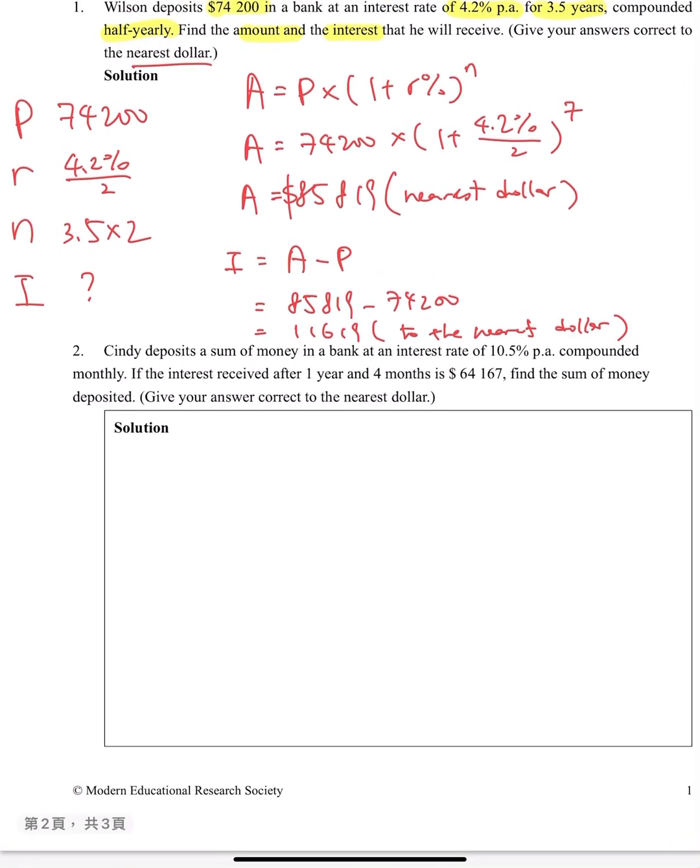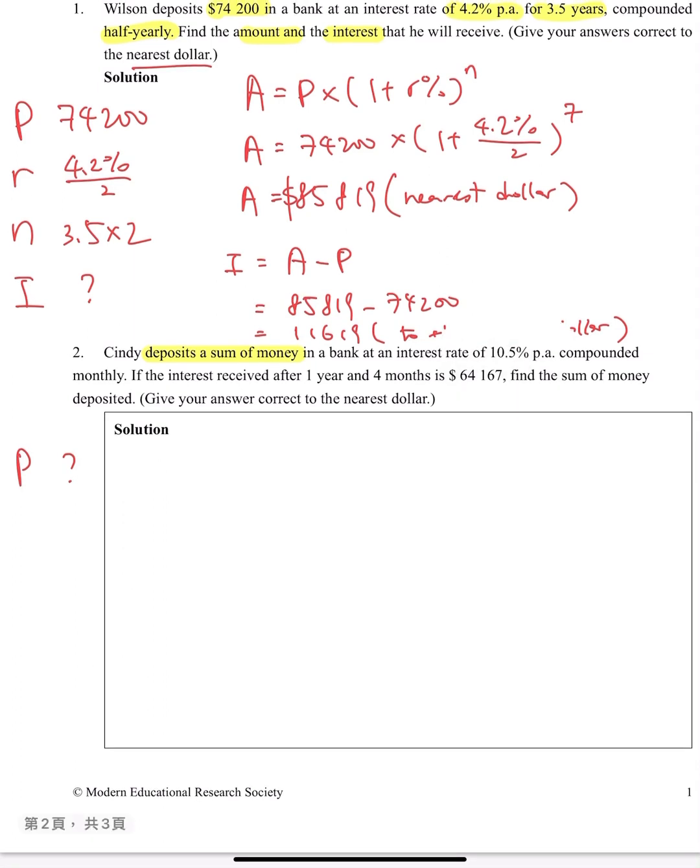Alright, so moving to question 2, since they deposit a sum of money, the principal P is actually unknown, and the interest rate is 10.5%, compound monthly, and the interest received after 1 year and 4 months is this amount. So now we know the interest, and we're going to find out the principal.